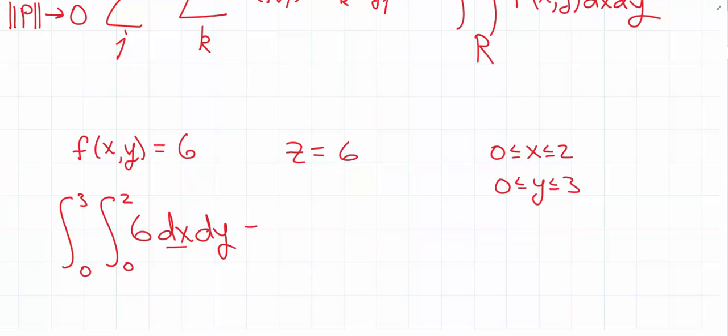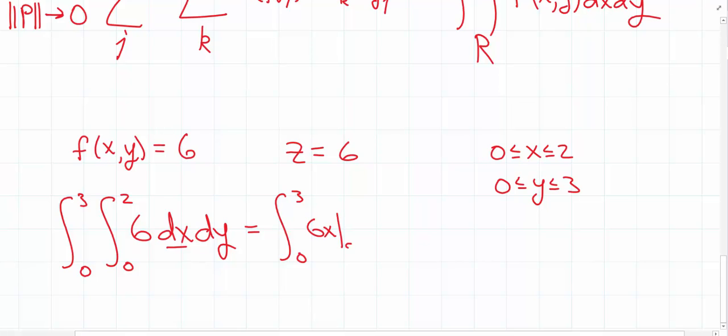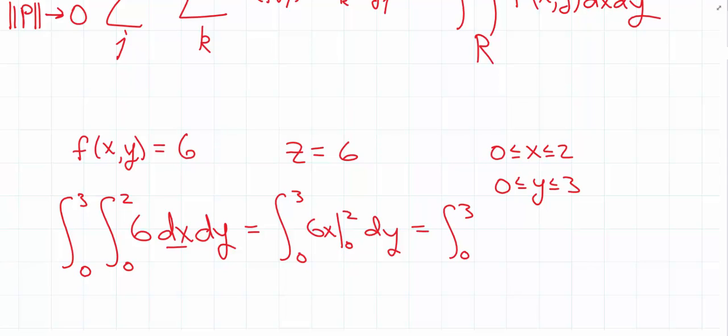So here's what's going to happen. I'm going to have 0 to 3. Now notice, if I integrate this, I'm going to get 6x going from 0 to 2, dy. Everybody see that? Which is going to be the integral from 0 to 3 of 6 times 2. I didn't multiply it out yet. I'll just leave it like that for now.